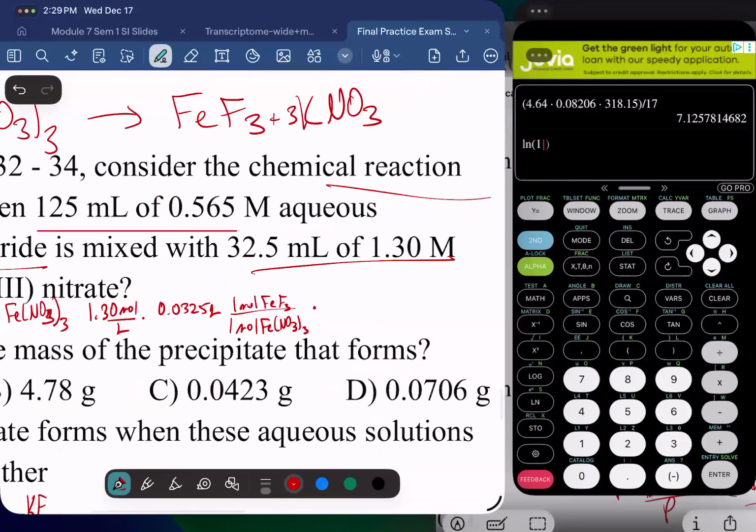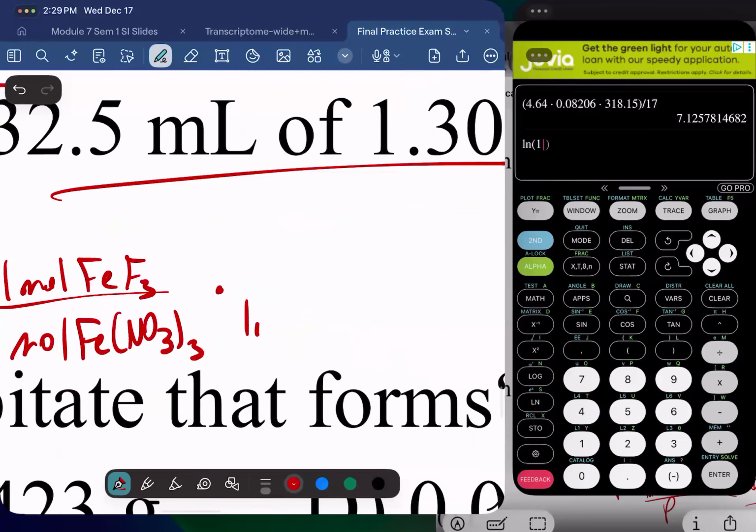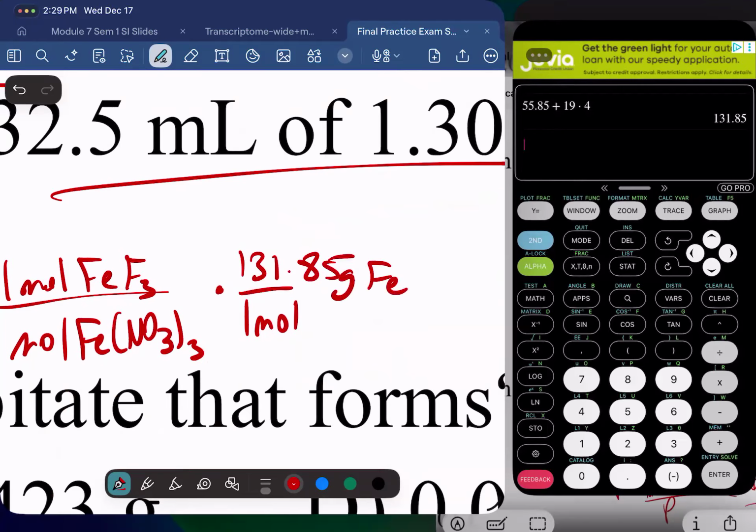And because of that, now we need to figure out the molar mass. So I know that iron is 55.85, and I believe fluorine is 19 times 4, right? I believe that's right. So is that the right molar mass? I think it is. Can anyone confirm or deny? Is that the right molar mass for iron 3 fluoride?